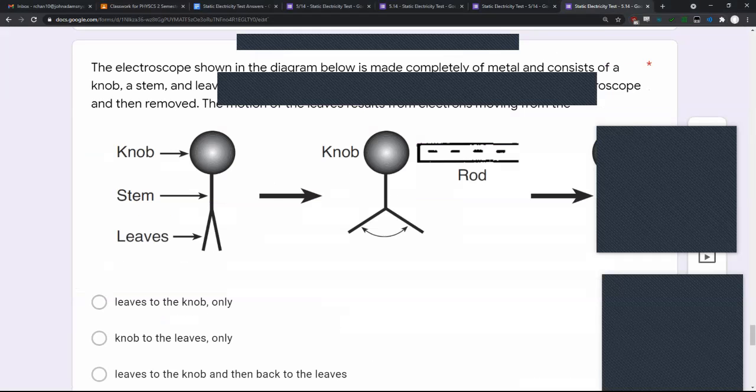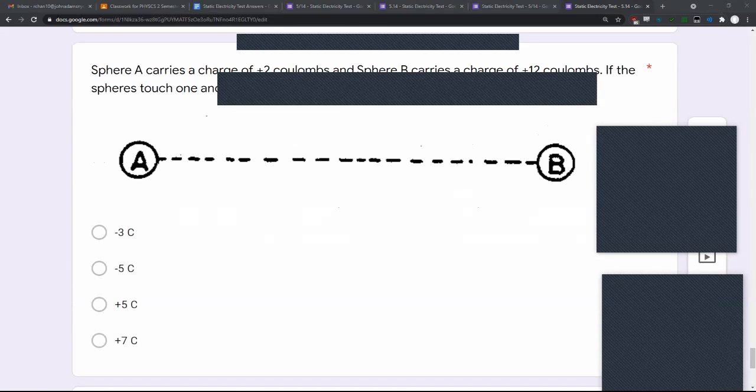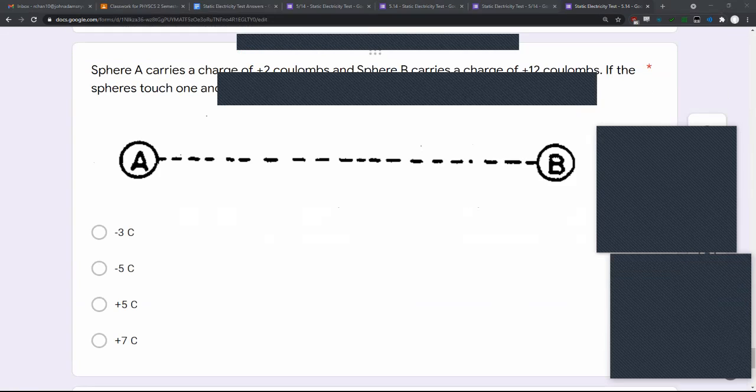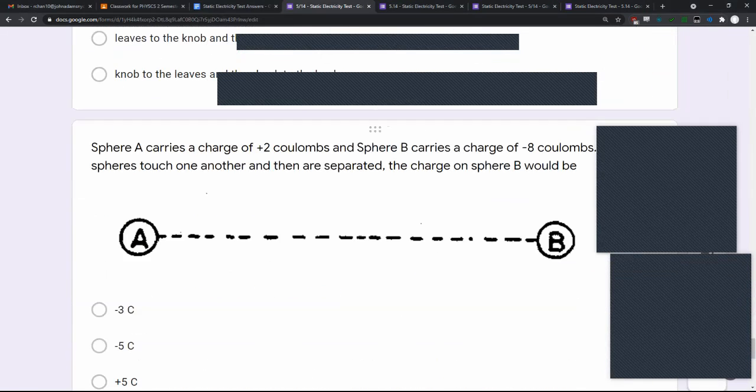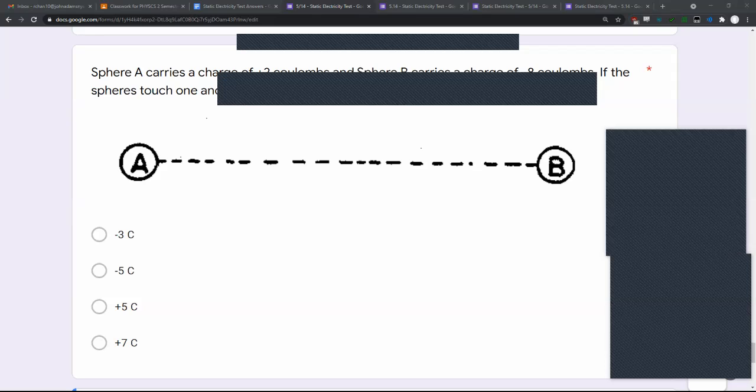Okay. Let's go on to number 10 now. Actually, let me just do version 1. So version 1: sphere A carries a charge of positive 2 coulombs.